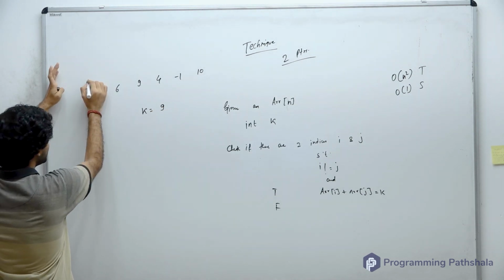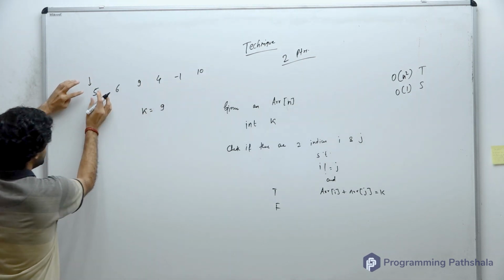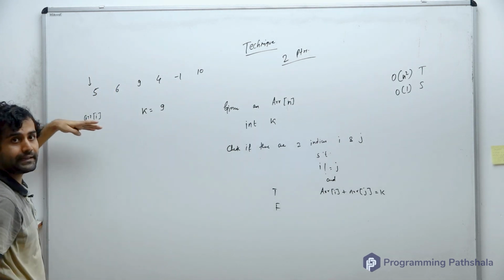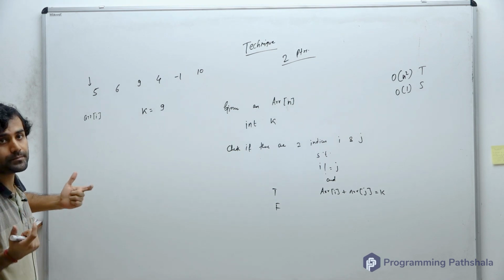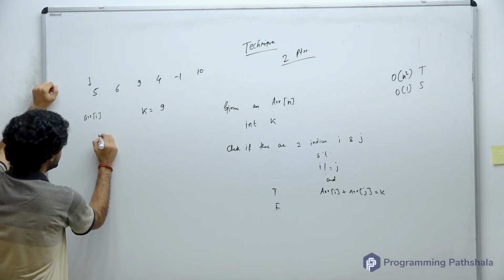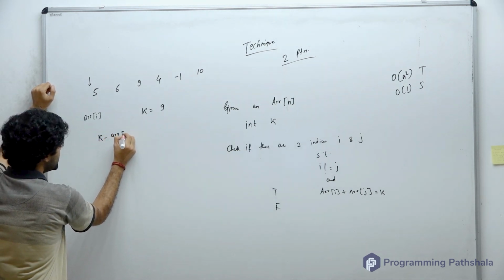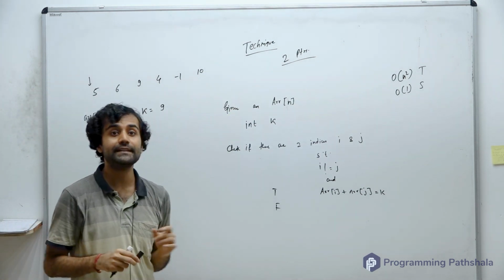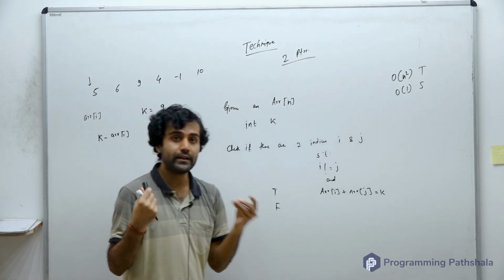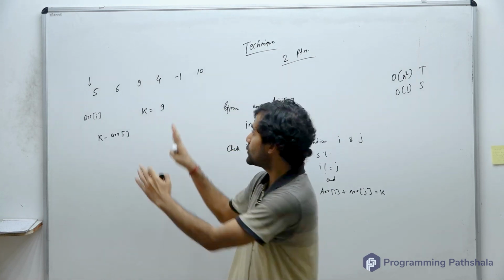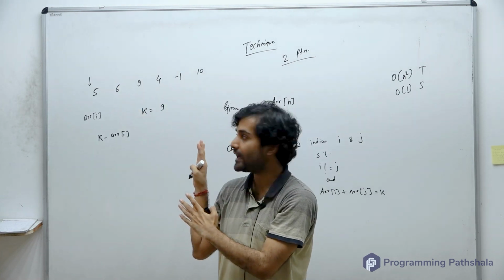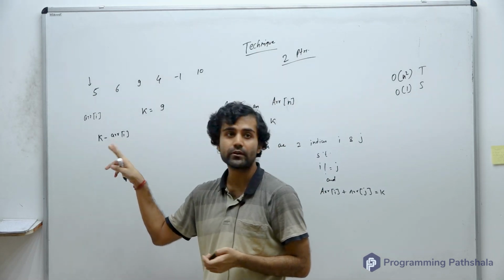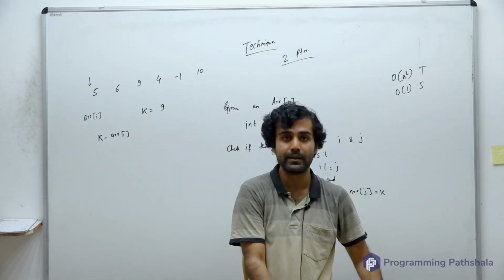So what you can do is simply iterate over this array, and whenever you have considered your reference element as array of i, automatically your other element becomes apparent to you, and that is nothing but k minus array of i. You just need to check whether this k minus array of i is present in the array or not. One way to easily do that is to store all the elements in a hash map. If you store all the elements in a hash map, then you can check the presence of an element in a really simple manner.